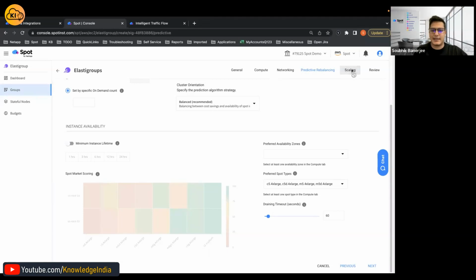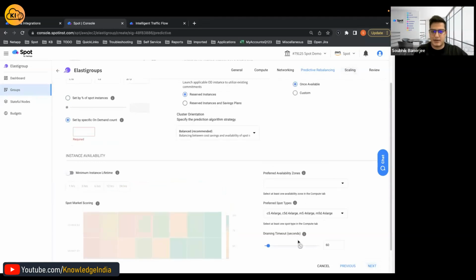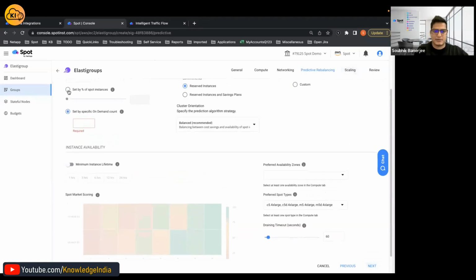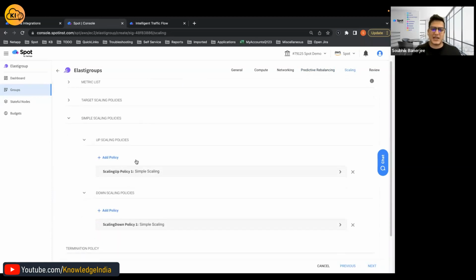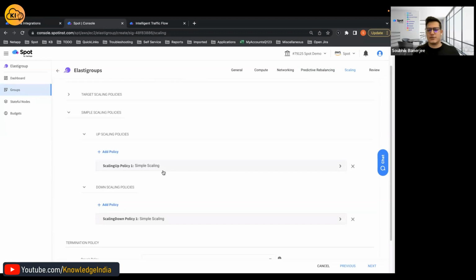So yeah, basically the next part is the scaling part. Okay, just select this. The scalings are normal scaling, which you get with an auto scaling group, right? You can just give upscaling or downscaling policies. If you do not give anything, it just adjusts as per the resource usage, right? But you can provide a scaling policy.